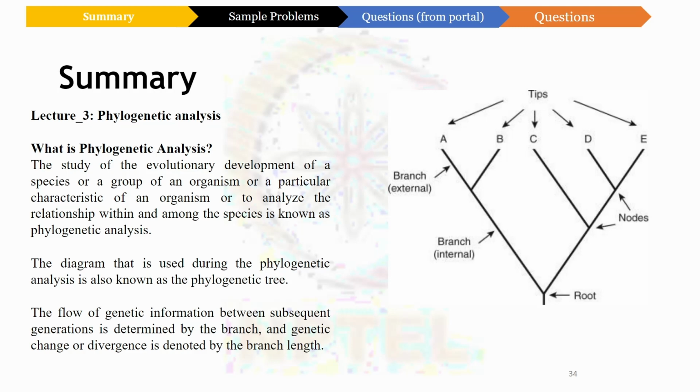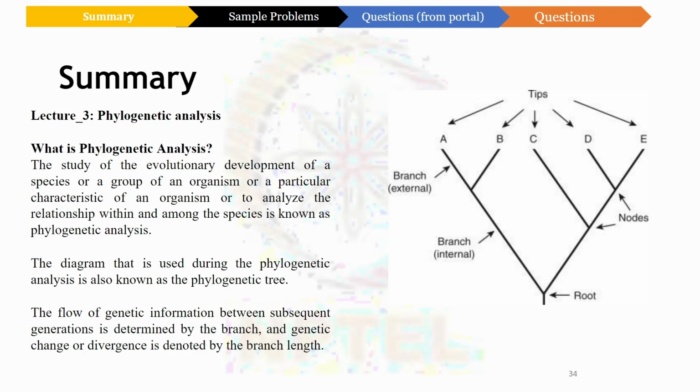Next we have branches. Branches represent the lineages or the evolutionary paths connecting the nodes. The length of the branch is often proportional to the amount of evolutionary change that has occurred since the divergence from common ancestors. So we have trees with branch lengths, unweighted trees and weighted trees. We'll come to that concept later.